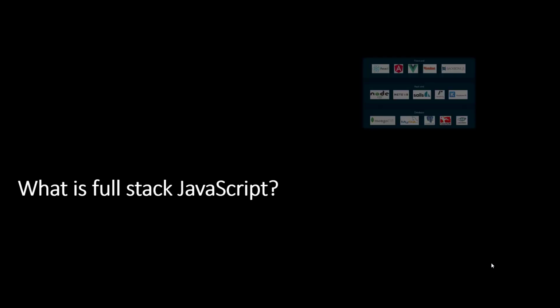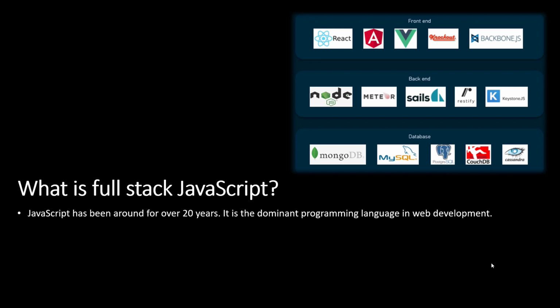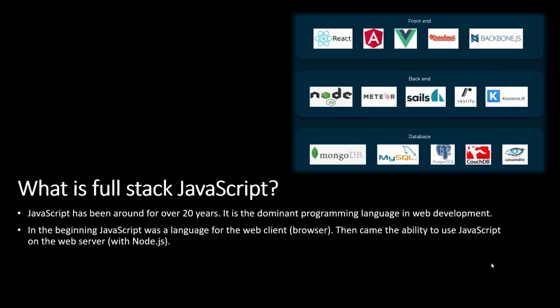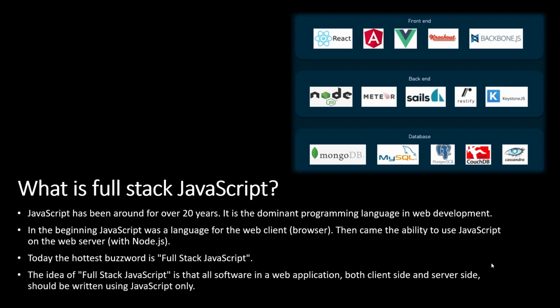What's full-stack JavaScript? JavaScript has been around for over 20 years. It's the dominant programming language in web development. In the beginning, JavaScript was a language for the web client, the browser. Then came the ability to use JavaScript on the web server with Node.js. Today the hottest buzzword is full-stack JavaScript. The idea of full-stack JavaScript is that all software in a web application, both client-side and server-side, should be written using JavaScript only.